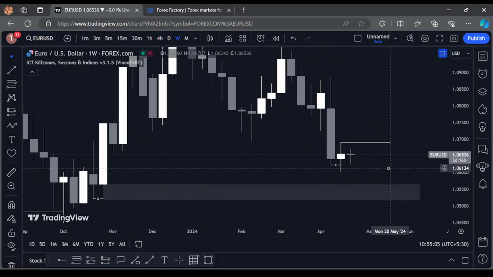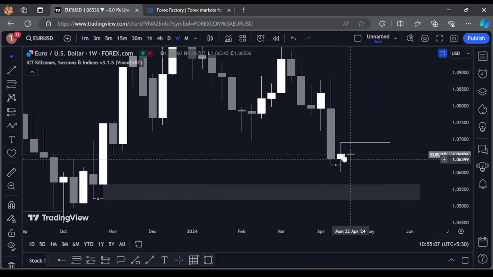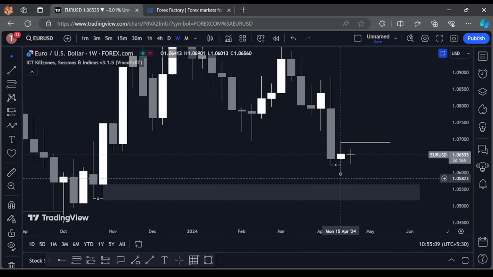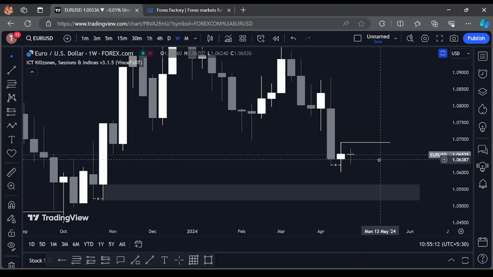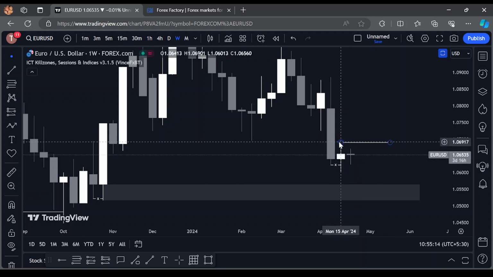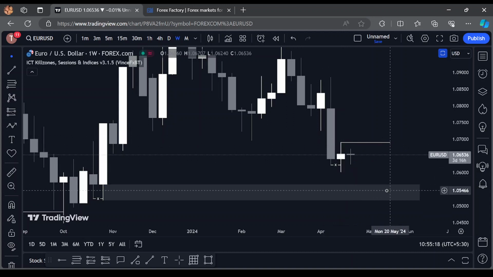So currently what do we have is that we have swept the low of the previous week, and I'm anticipating the price to at least take this high, give a reaction from this FVG and then move into the downward direction. So for the smaller time frames bias, I am bullish for today. So now let's move to the dailies.